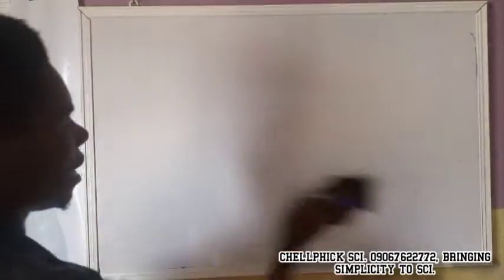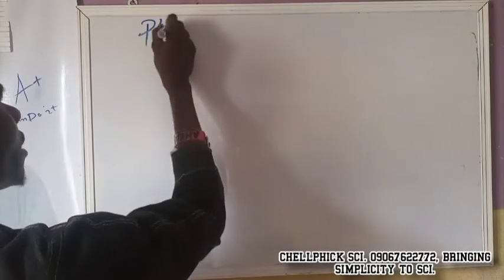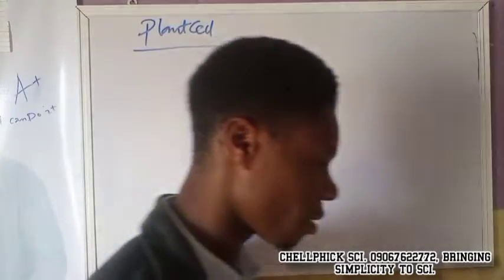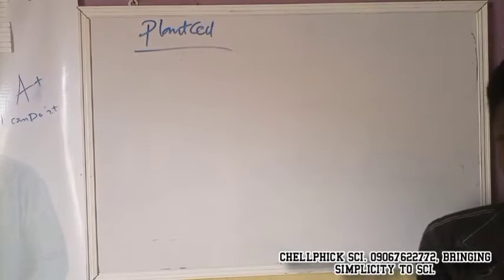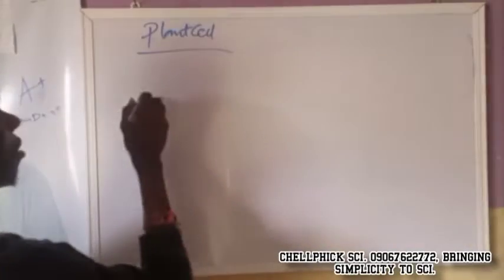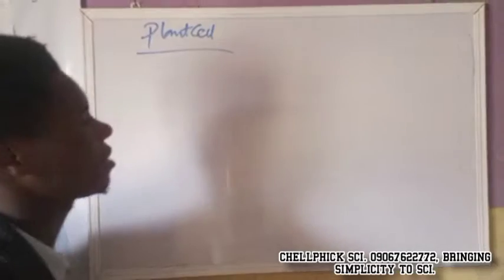Now, let's first look at it this way. Let's take it one after the other. As you all know, all living things are generally divided into two in terms of major groups. We have the plants and we have the animals. So drawing the plant cell is very simple.